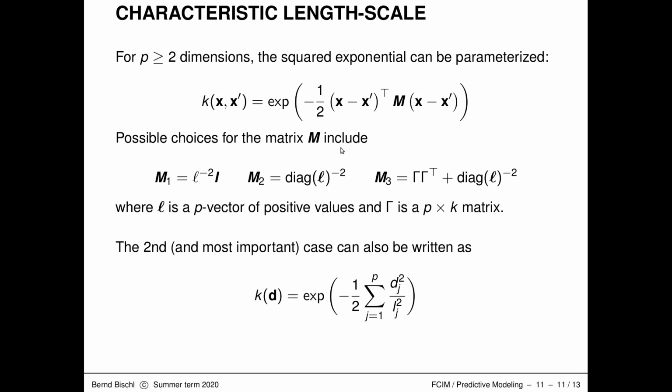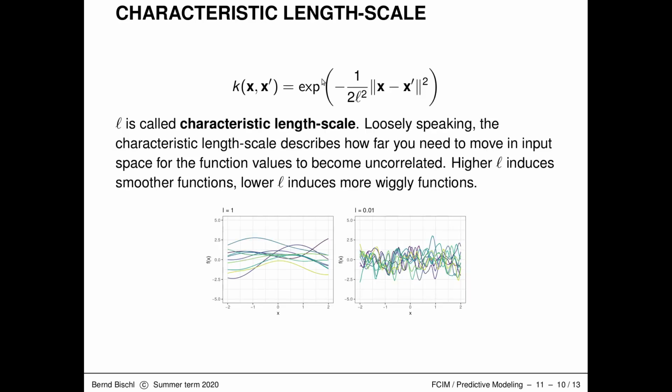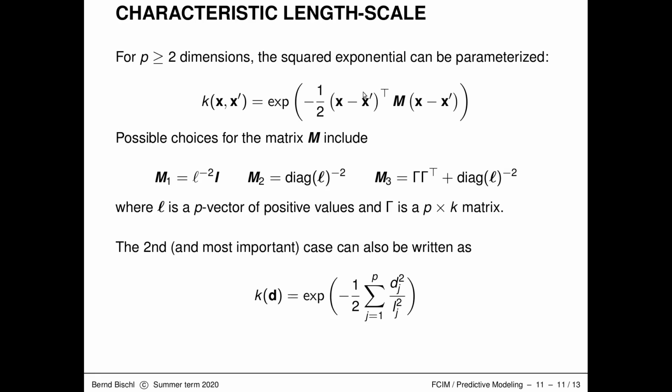So we can now generalize this formula for the squared exponential to a form that looks like this, where we have our distance vector d transposed times a matrix M times the distance vector again. And very often we write this matrix M in one of these following three forms. We can use the identity matrix just divided by L squared. And I'll visualize these three cases also very soon.